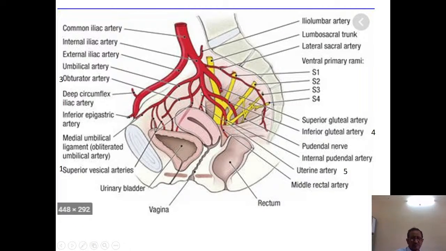Superior vesical artery from internal iliac. Then the inferior vesical artery also from internal iliac. Then the obturator artery is there, which is supplying the urinary bladder. Then we are having superior gluteal and inferior gluteal arteries supplying the urinary bladder, and then we are having the uterine artery giving a branch to the bladder.